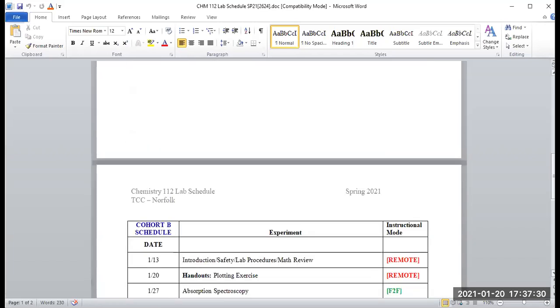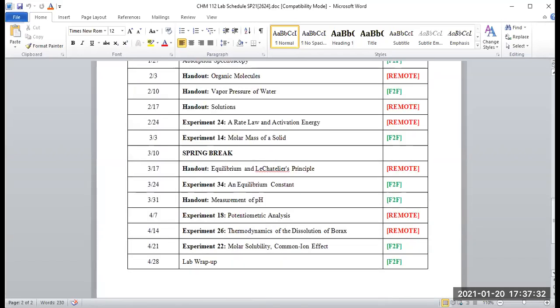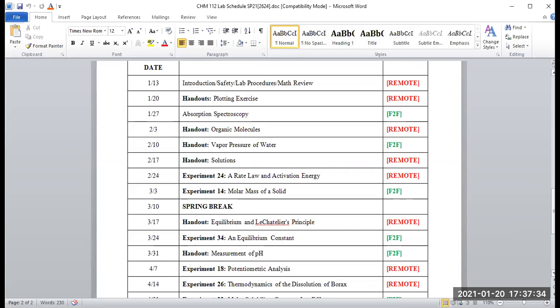So let me scroll down again. B group people, I actually see you next week. Then we skip a week. Then you get to do vapor pressure of water. And then you'll have 2 weeks in a row of not seeing me, the solutions lab and the rate law lab. And then you'll see me right before spring break, on the 3rd of March.